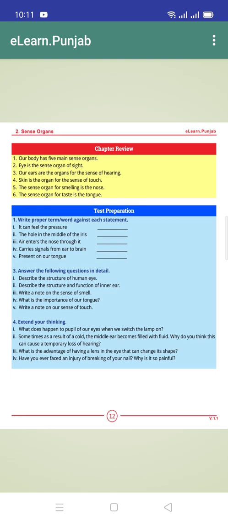Have you ever faced an injury of breaking your nail? Why is it so painful? As we have read before, the tips of the fingers are the most sensitive areas. So when you break your nail, it is painful because the nerve cells there are very sensitive.